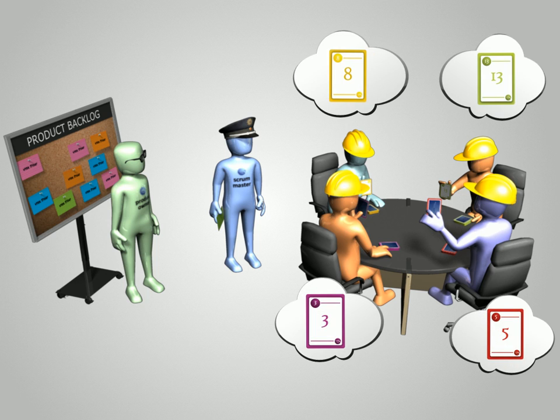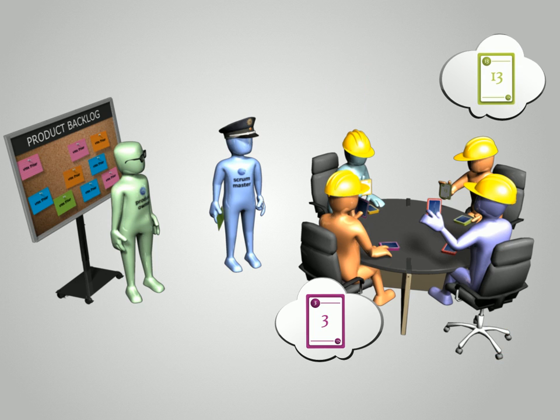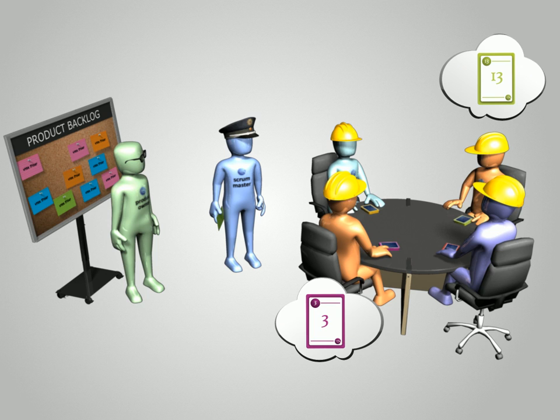Let's look at the first example. Our team members hold up 3, 5, 8, and 13. At this point, we want to hear from the outliers, 3 and 13. Why a 3 and why a 13? Anyone from the team who will participate in completing the story can talk and ask questions.